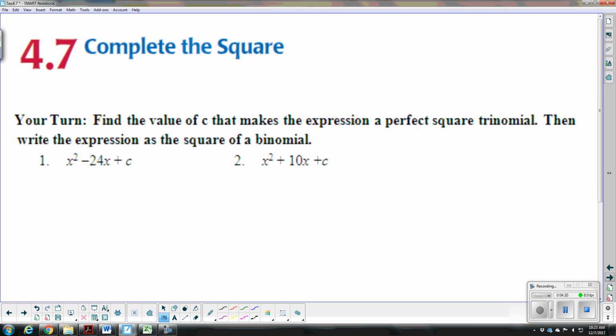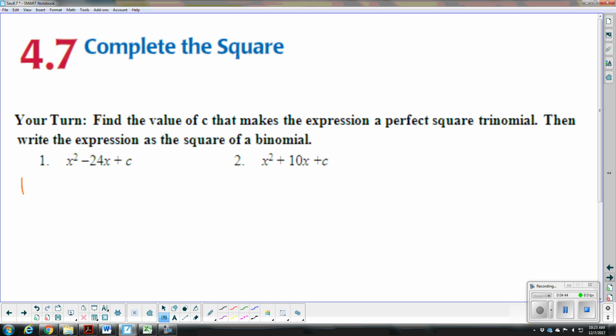So please feel free to pause or rewind as you need to make sure that you're keeping up and that you understand what's going on. So for the next part, we'll do another one together and then you'll try the second one on your own. But we want to find the value of c that makes the expression a perfect square trinomial. Then write the expression as a square of a binomial.